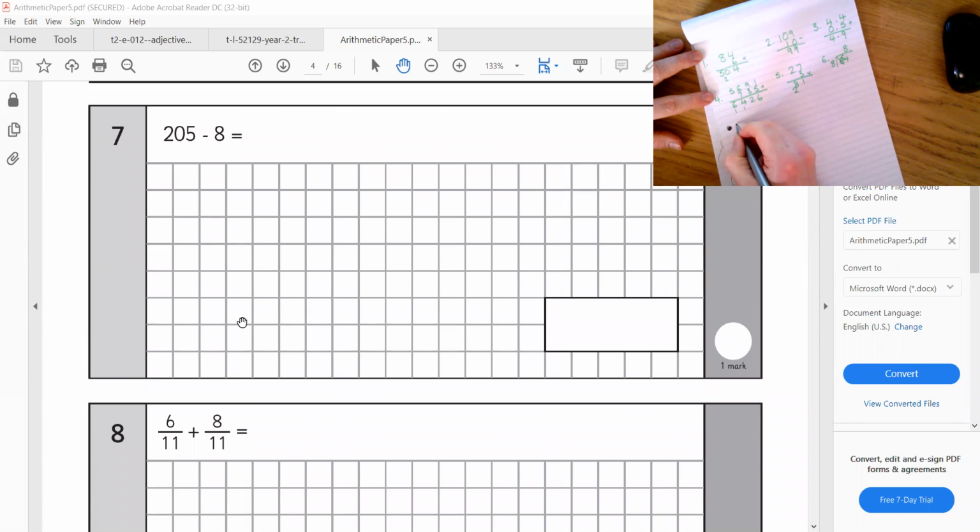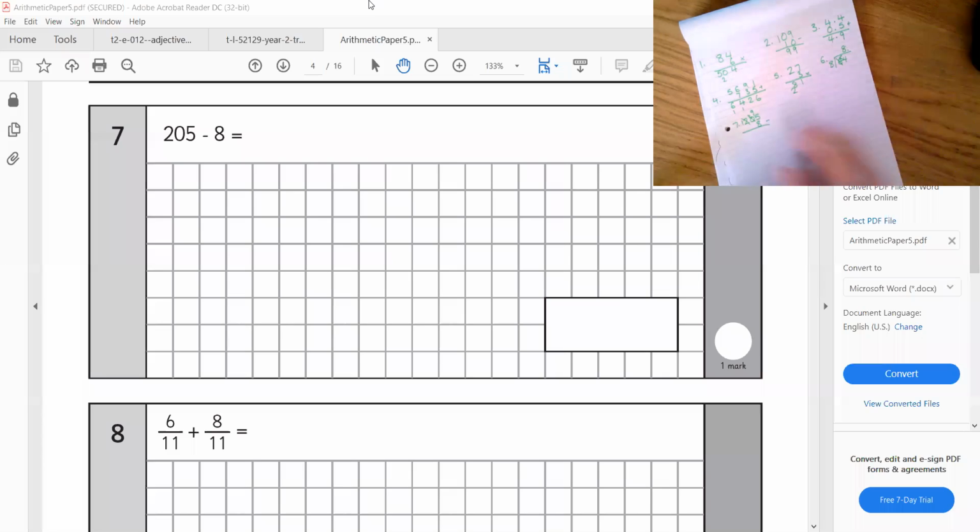Right, number 7, 205 take away 8 that we've got there. Again, you should be able to do this just by counting backwards 8. You should end up at 100 and whatever, but then let's go 5 take away 8 can't do. So I'm going to then rename all these columns. So 15 take away 8 that I've got there. If I find the difference then, I've got 7. 9 take away nothing is 9. 1 take away nothing is 1, so I've then got 197.